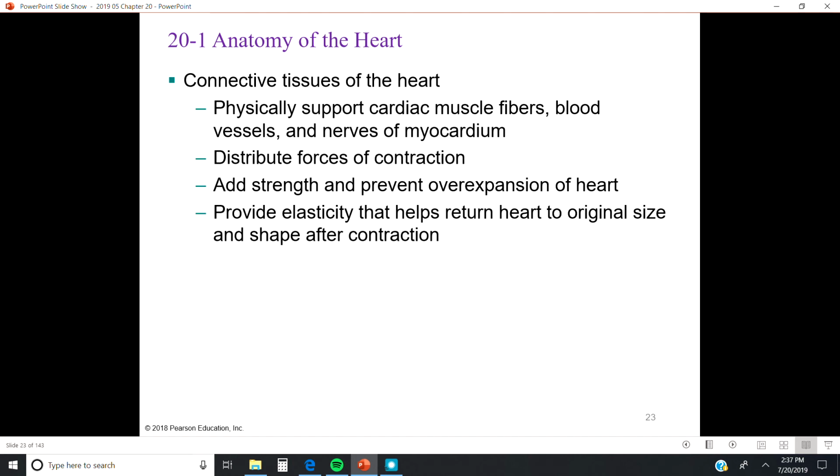The connective tissue also helps to distribute the forces of the contraction, so it goes through the heart. It even adds strength. And here's another important function. It's going to prevent overexpansion of the heart. When we talk about cardiac physiology, we're going to see that sometimes a lot of blood returns to the heart at one time. The connective tissue is going to prevent the heart from overexpanding and causing damage. And then after the heart contracts, we want to be able to return the heart back to its original shape, its normal shape. So the connective tissue provides some of that elasticity to return the heart to its normal shape.